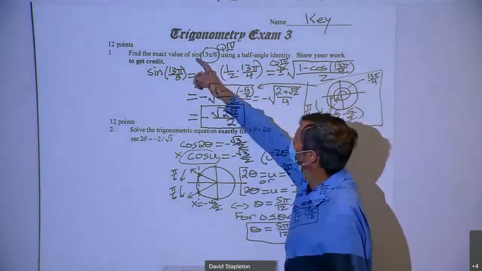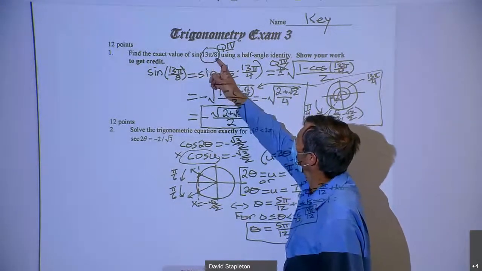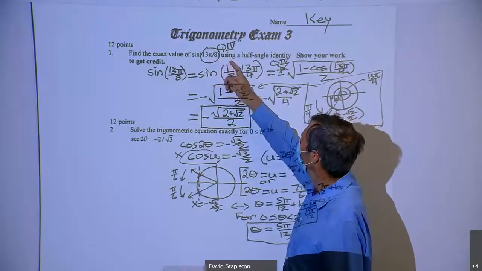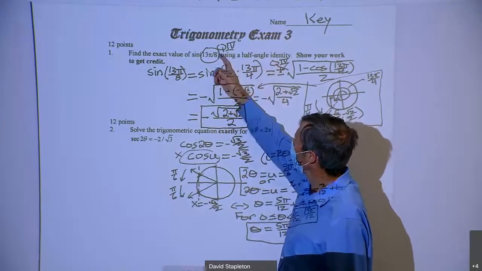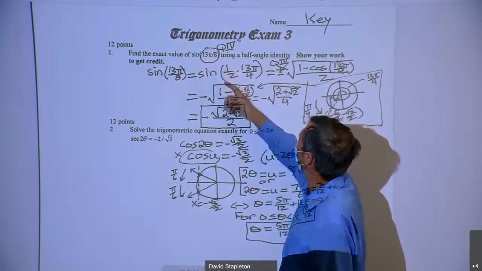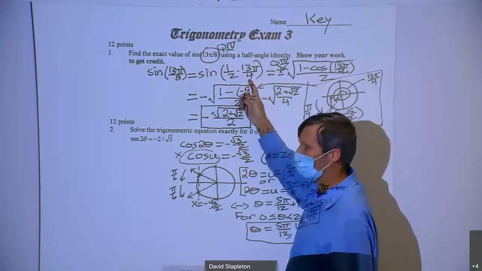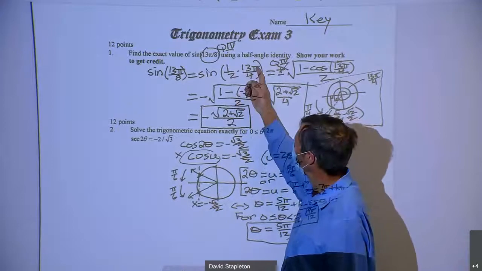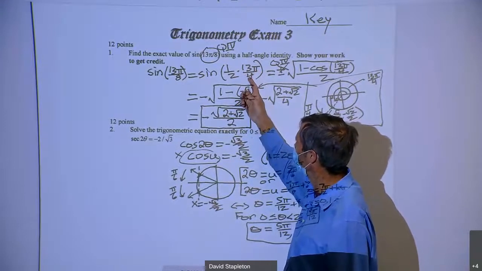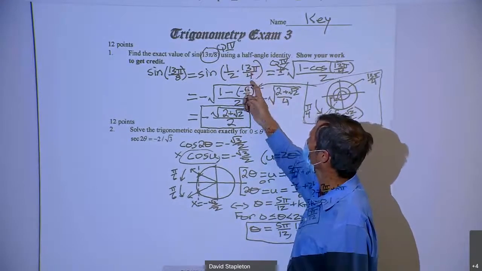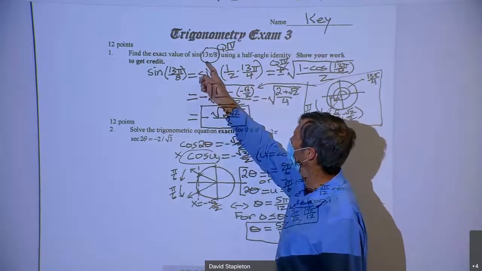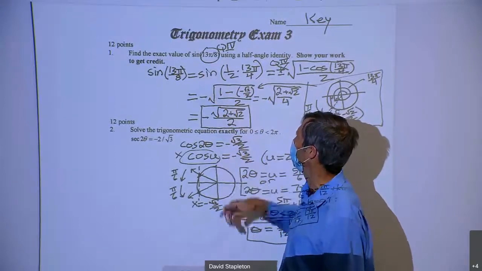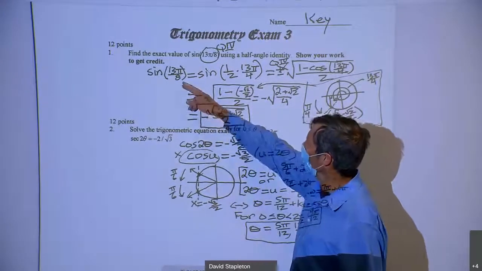We want to find the exact value of the sine of 13 pi over 8. And I gave you a hint, use a half angle identity. Why did I say that? Because 13 pi over 8 is 1/2 of 13 pi over 4, a special angle, right? The special angles are multiples of pi over 4 or pi over 6. 13 pi over 4 is a multiple of pi over 4. So I know that this angle here, 13 pi over 8, is half of a special angle, 13 pi over 4. So I use the half angle identity, right?